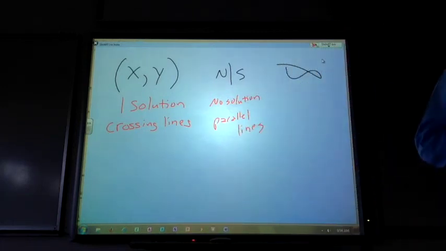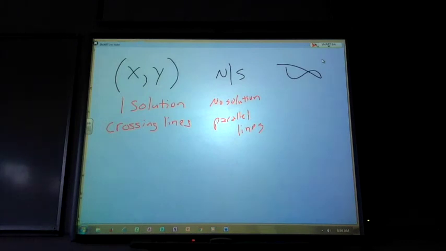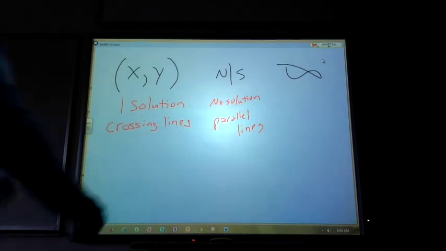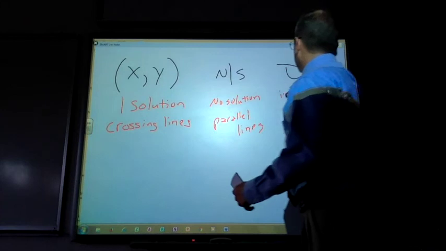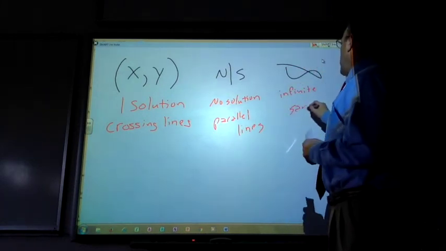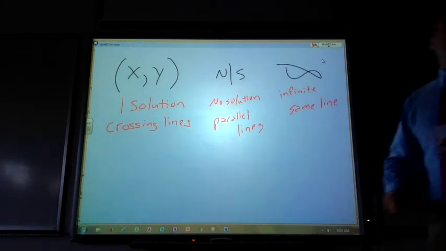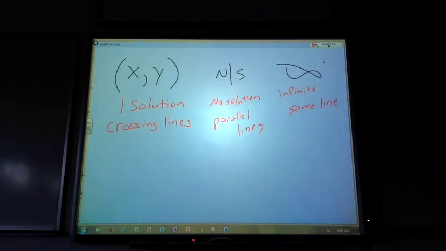The last one says infinite solutions. If I graph infinite solutions, how many lines does it appear I have graphed? It appears I have one line graphed, right? This is the same line graphed twice. It's infinite solutions. The line's right on top of it.